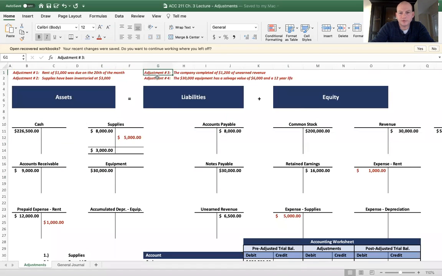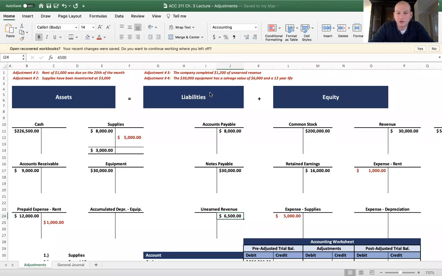All right, now adjustment number 3 says the company completed $1,200 worth of unearned revenue. A little bit of a typo there. Okay, so unearned revenue, this is when we get paid before we actually complete the service or give them the product. So remember, revenue is recognized when it's earned. Well, since we didn't earn it when we initially got paid, it got booked into an unearned revenue account, which is a liability account because we owe them now a service or product in place of that payment they gave us.